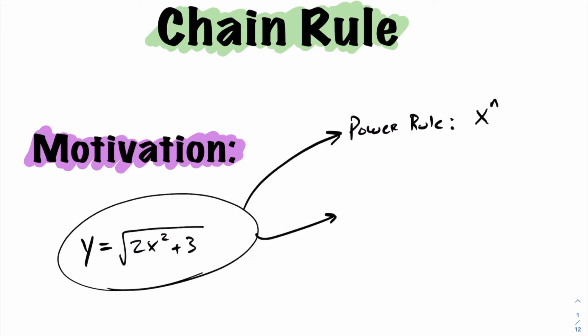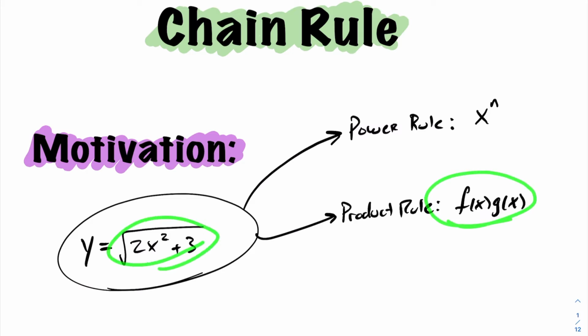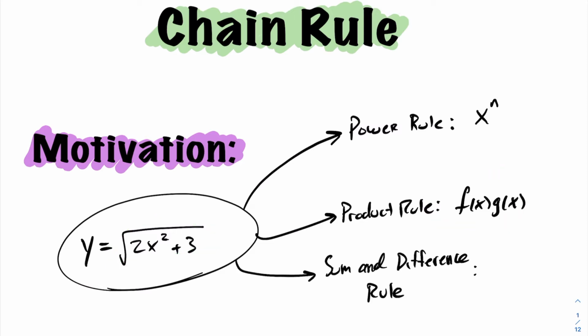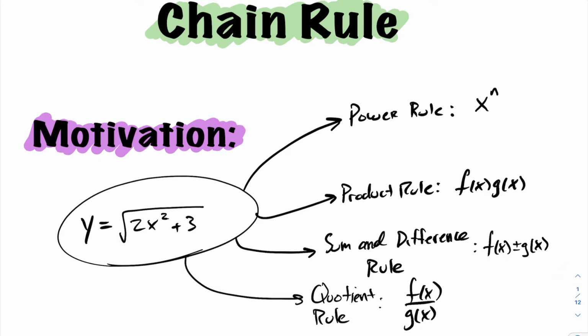Similarly, we cannot solve it using the product rule. Notice for the product rule, you need the product of two different functions, and we do not have that. Also, the sum and difference rule does not apply, as our function is not expressed as a sum or difference of other functions. And this function cannot be differentiated using the quotient rule, as we do not have the division of two different functions.